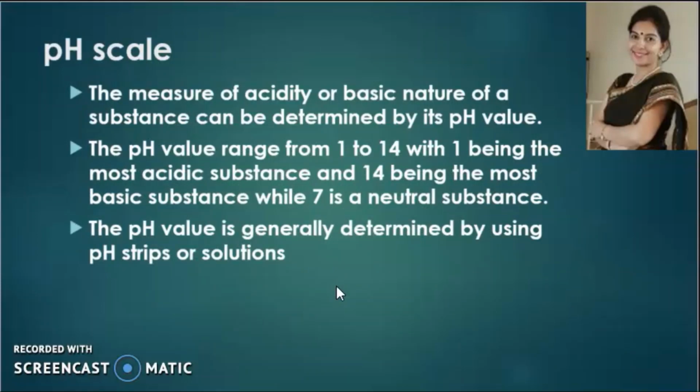Now the pH scale. What is the pH scale? It is the measure of acidity or basic nature of a substance. By determining its pH value, we can tell whether a substance is acidic or basic by this pH scale. The value of the pH scale is 1 to 14, and we go from acidic to alkaline or basic. 1 is the lowest, most acidic, while 14 is the most basic, and 7 is neutral.